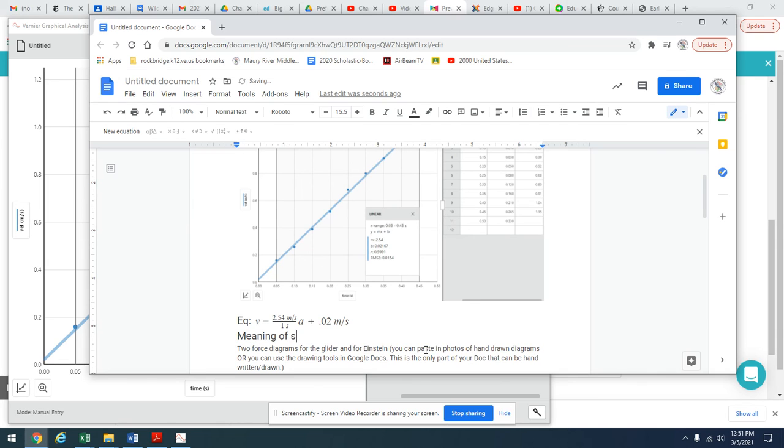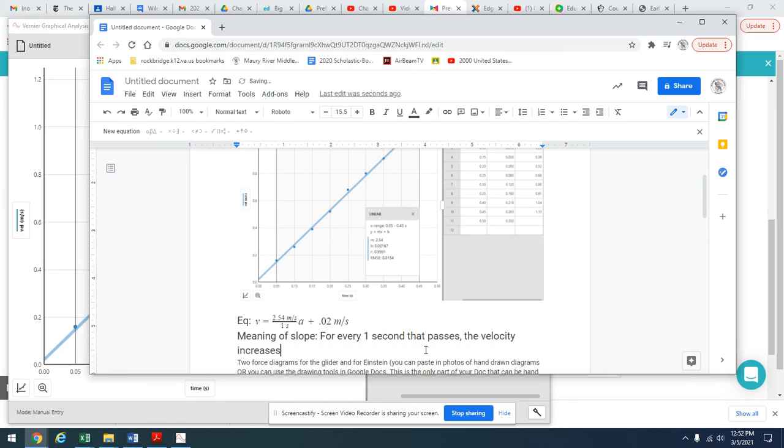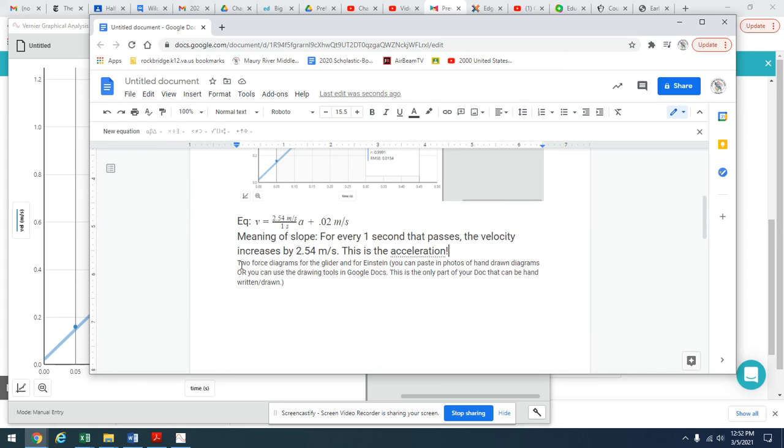And then the meaning, the slope for every 1 second that passes, the velocity increases by 2.54 meters per second. This is the acceleration. You know what? There's an exclamation point. Okay, so I got my force diagrams.